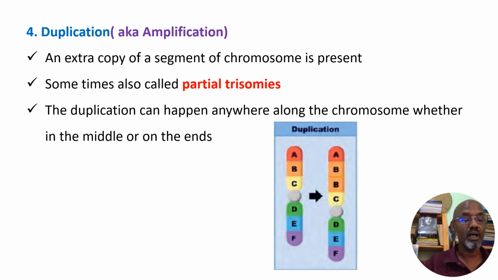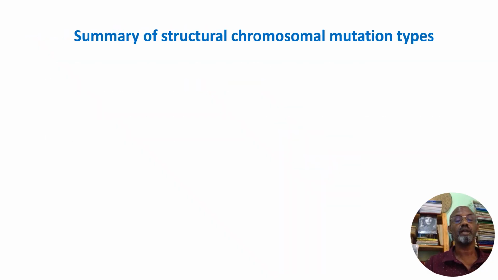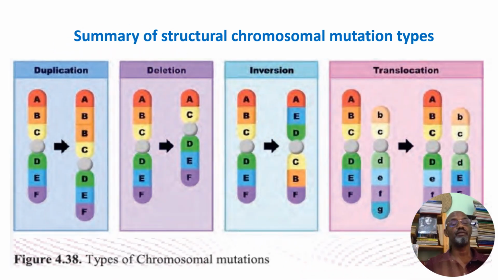And last, this is the summary of structural chromosomal mutation types. The diagram shows the first one, duplication. We have seen it earlier. Part of the chromosome is repeated. Deletion, part of the chromosome is broken and missing. You have to remember deletion is divided into two: terminal deletion, and centric deletion or interstitial deletion, when it is lost from the middle portion, breaking at 2 points.